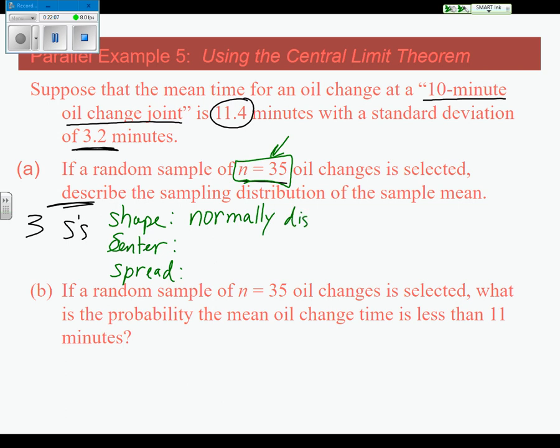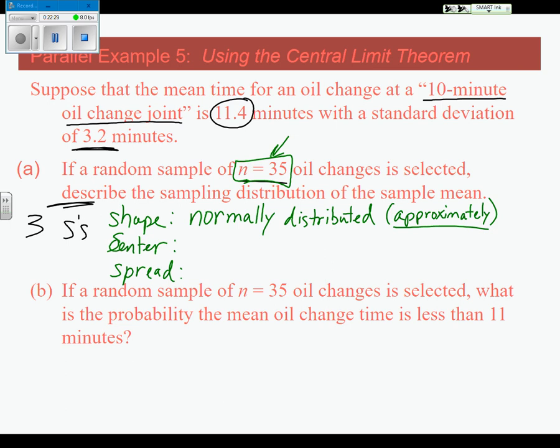I'll go ahead and throw you a hint. If I'm asking you shape in this class, say normally distributed. Actually, we're supposed to say approximately, because it's never going to be perfect. And this word right here will kind of keep me good, all right? So approximately normally distributed.